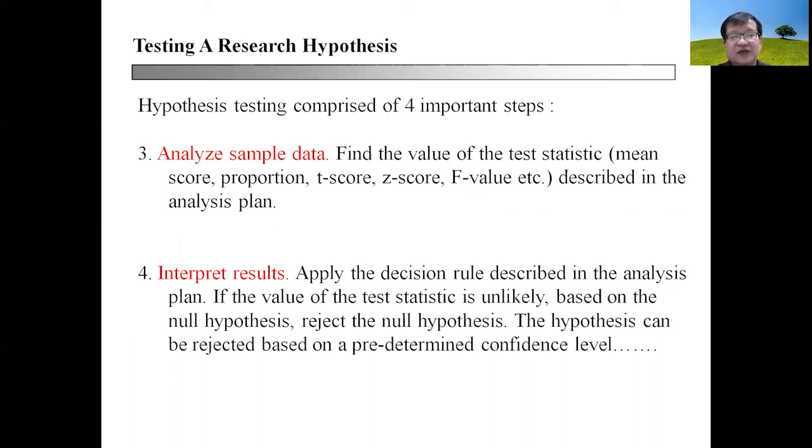The third step is, of course, to analyze the sample data using the techniques available. What you are doing here is finding the value of the test statistic that will allow you to say whether the results are statistically significant or not statistically significant, which is actually step 4, interpretation of results. This can be done by applying a decision rule, which we are going to discuss later in the subsequent slides. If the test statistic is not significant, then we fail to reject the null hypothesis. On the other hand, if it is statistically significant, then you have to reject the null hypothesis.